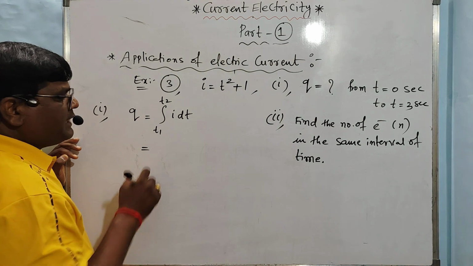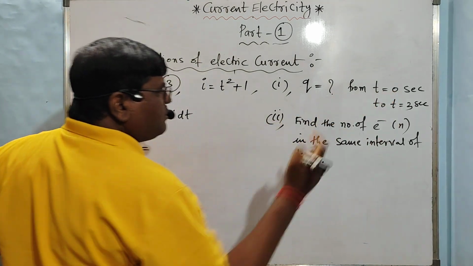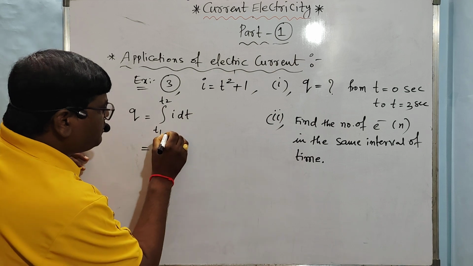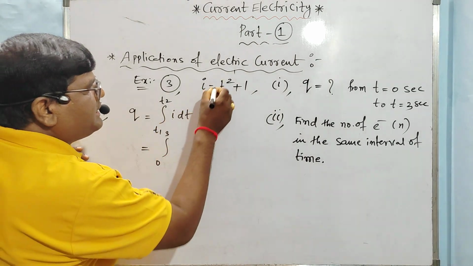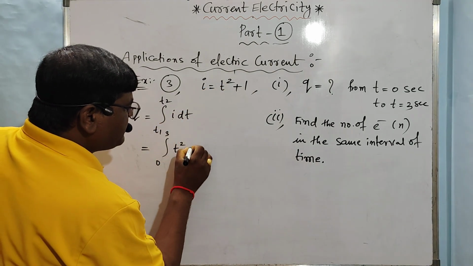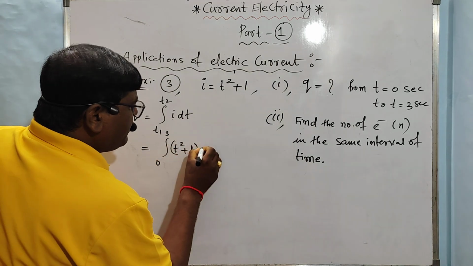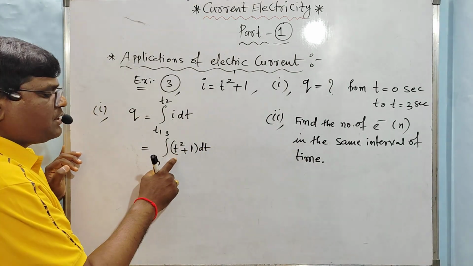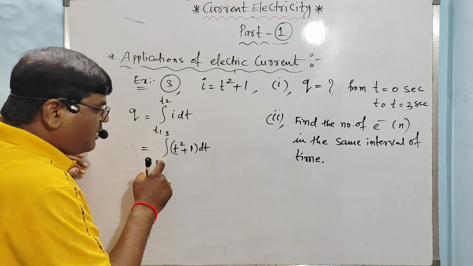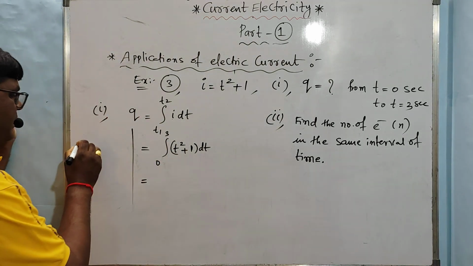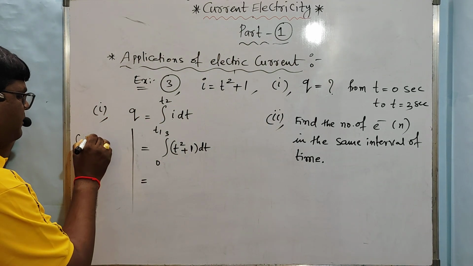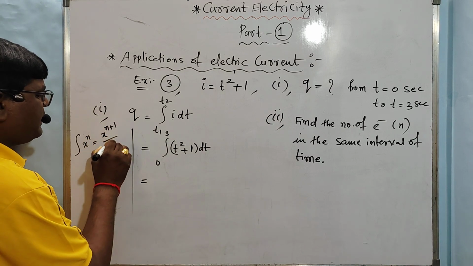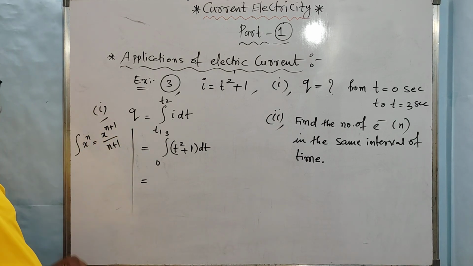That is equal to, right, time is given from where to where? 0 to 3 seconds. Nothing but integration from 0 to 3 seconds. I is given as t square plus 1 into dt. So we have to integrate this one. I can write the formula here: integration of x to the power of n is equal to x to the power of n plus 1 by n plus 1.